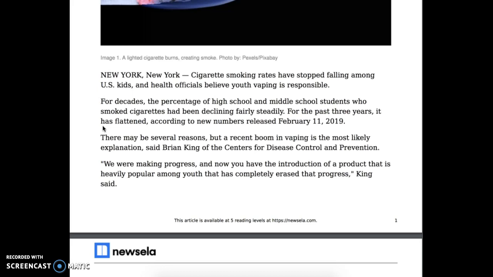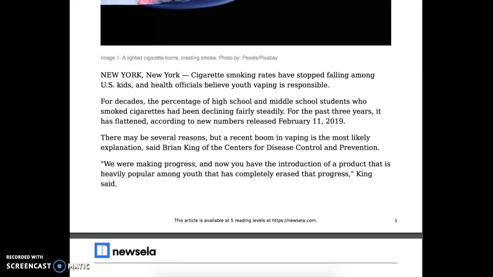So paragraph 1. Cigarette smoking rates have stopped falling among U.S. kids, and health officials believe youth vaping is responsible. For decades, the percentage of high school and middle school students who smoke cigarettes had been declining fairly steadily. For the past 3 years, it has flattened, according to new numbers released February 11, 2019.